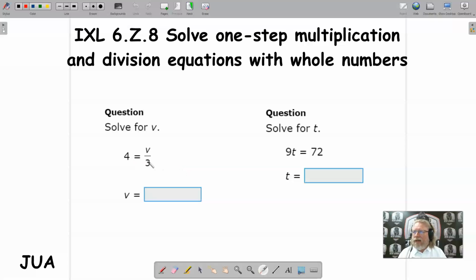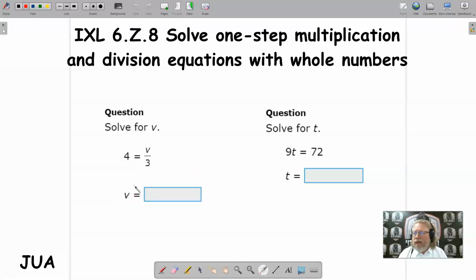So the idea to solve an equation is to isolate the variable. If you're on an island all by yourself, nobody else there, like Tom Hanks, then you would be isolated. So we want to get the variable all by itself on one side. That is the goal.